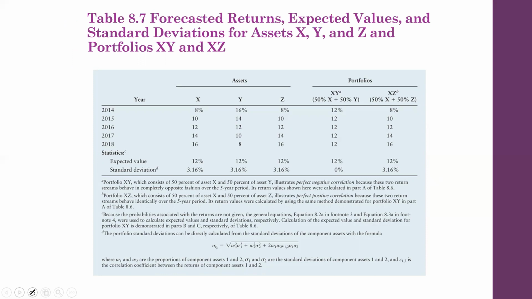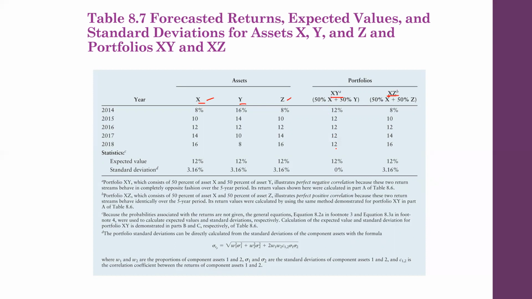So we have assets X, Y, and Z over a 5-year period. Looking at it, let's see if we put them together, what type of risk is involved. The portfolio creating two stocks: this one represents XY, and this one represents XZ. So X and Y, or X and Z. Let's say we take 50-50 of each one. You get 12%. We did that in the last example.